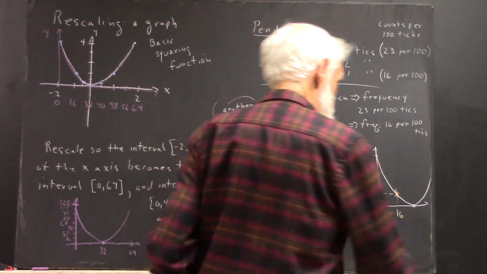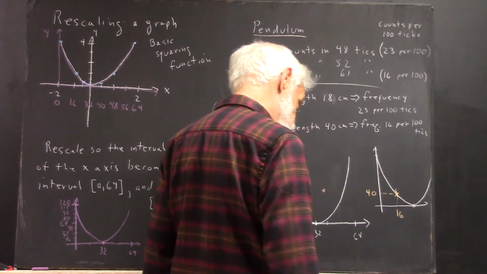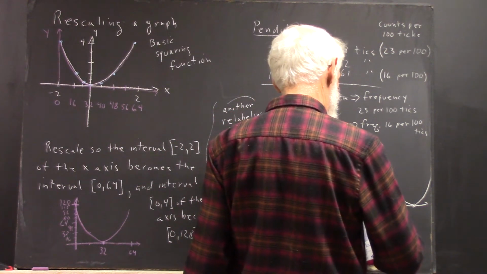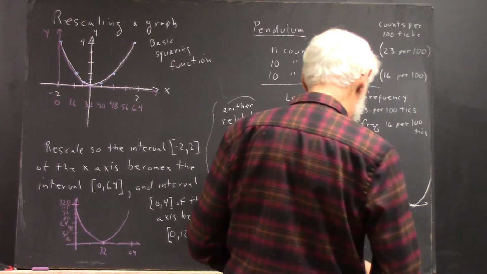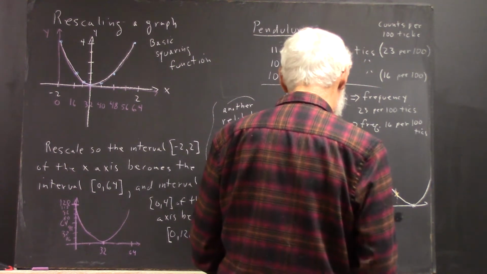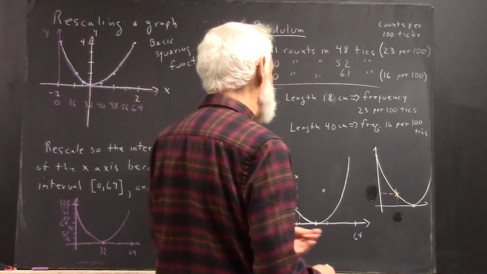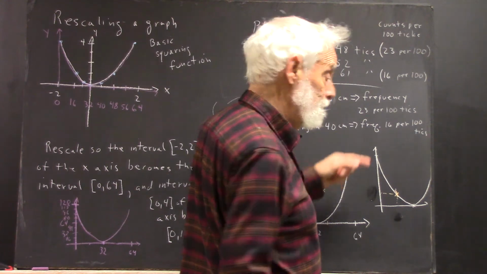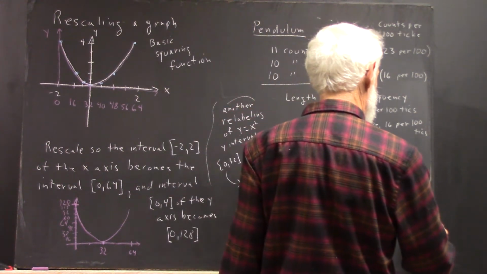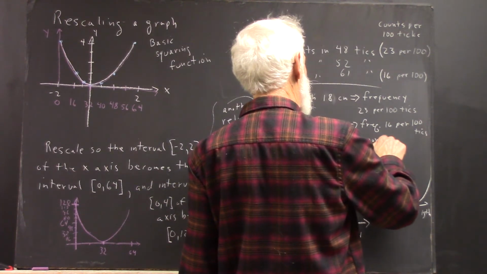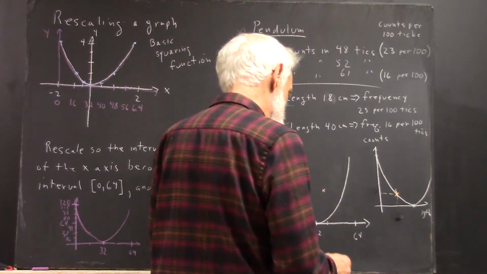You guys, not only say it backwards, I just destroyed important equipment. Okay, let's do it again. 16 counts. I'm putting the length here and the counts here. Okay? Length, counts. I'm going to try to do it right.